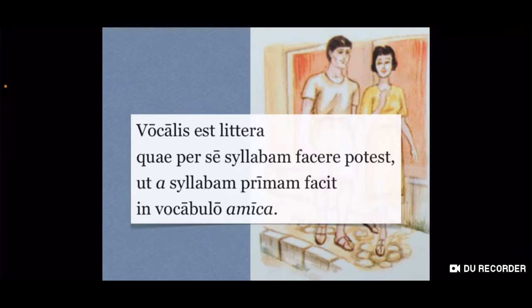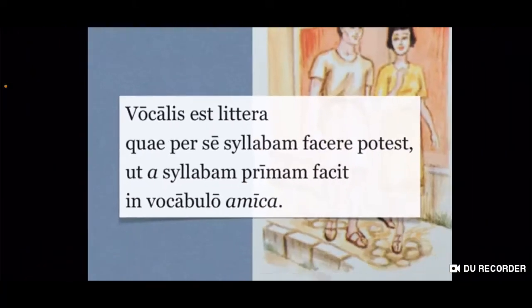A vowel is a letter with which you are able to make a syllable by itself, per se, like A makes the first syllable in the word amica. So a vowel itself can be a syllable per se.